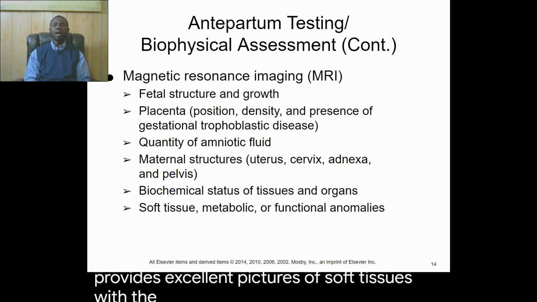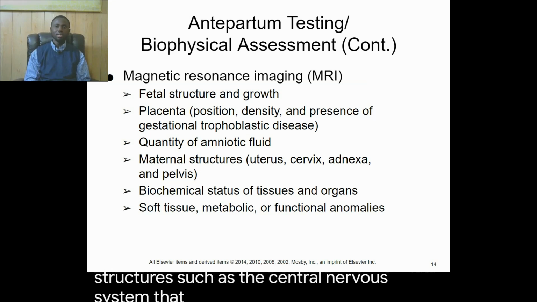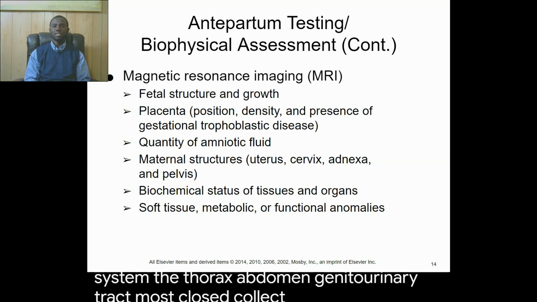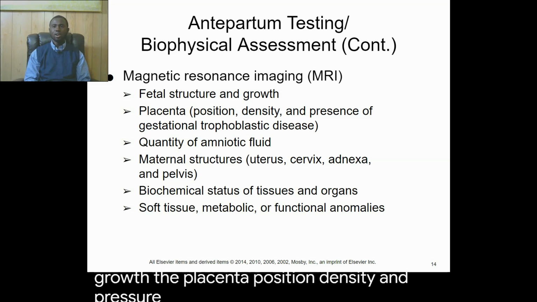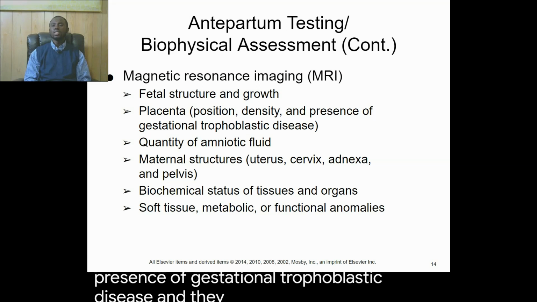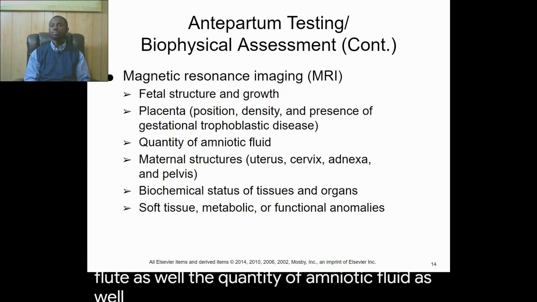With the MRI, the examiner can evaluate fetal structures such as the central nervous system, the thorax, abdomen, genitourinary tract, musculoskeletal system, and overall growth, the placenta position, density, and presence of gestational trophoblastic disease, and the quantity of amniotic fluid as well.